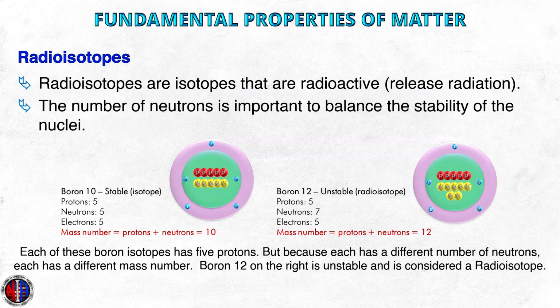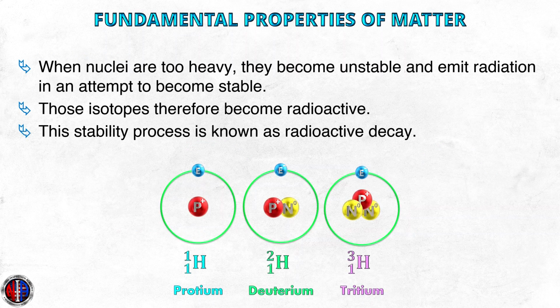Radioisotopes. Isotopes that are radioactive are called radioisotopes. Typically, most atoms have a stable nucleus. However, as the ratio of neutron to proton imbalance increases, the nucleus becomes unstable and emits radiation in an attempt to become stable. This stability process is known as radioactive decay. When nuclei are too heavy, they become unstable. Those isotopes therefore become radioactive. For example, hydrogen has three isotopes called protium, deuterium, and tritium. Tritium is considered radioactive.